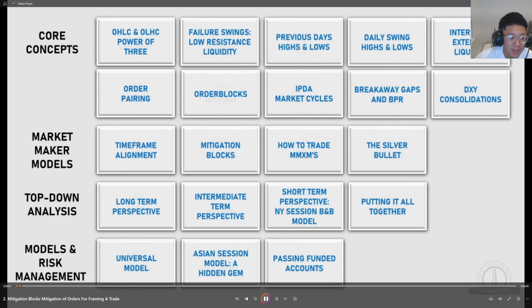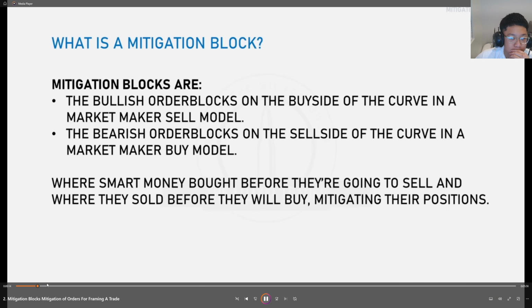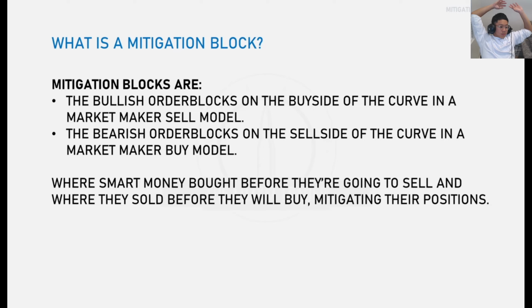Mitigation. So now that we went over time frame alignment, the mitigation blocks are the bullish order blocks on the buy side of the curve in a market maker sell model, and the bearish order blocks on the sell side of the curve in a market maker buy model. So where smart money bought in those bullish order blocks, we're gonna use that same order block on the sell side of the curve to offload their orders and mitigate their positions.